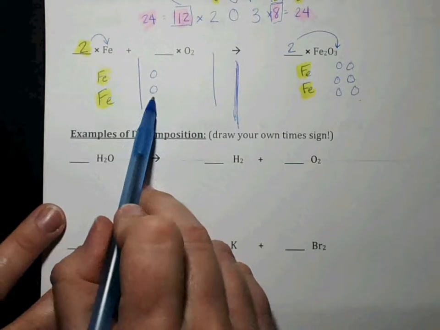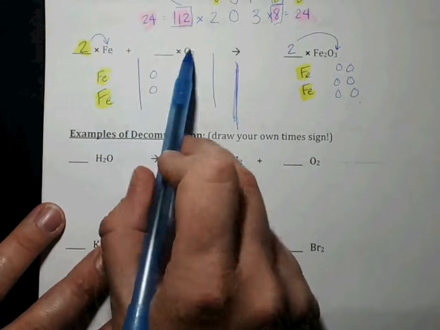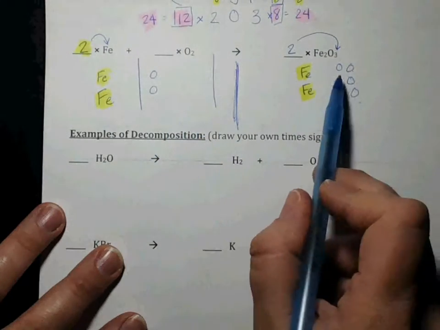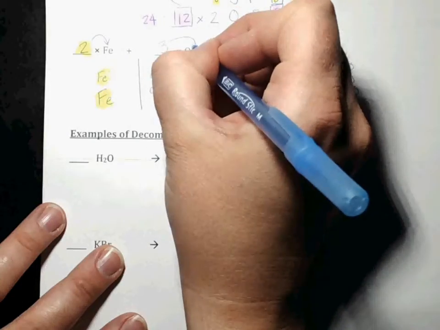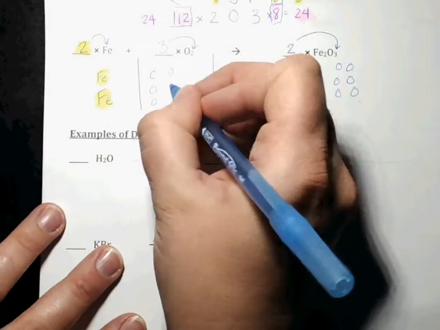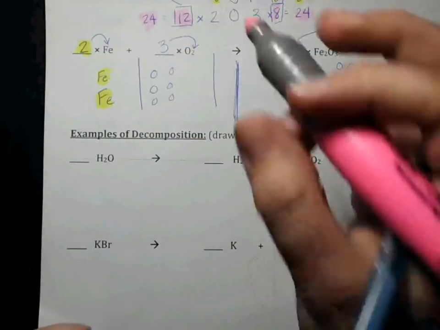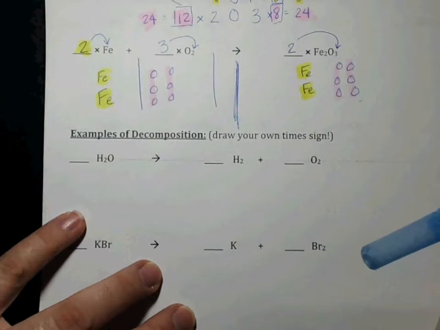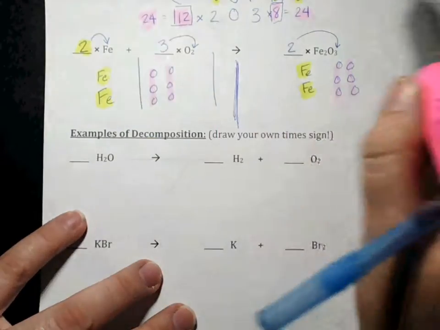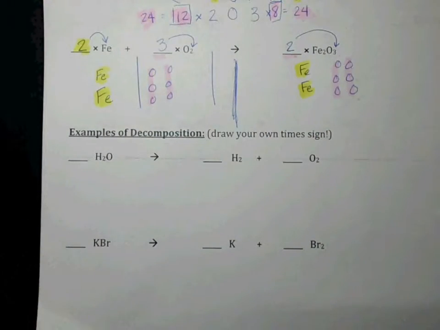Over on this side, if I want to get up to 6, I need something times 2 that'll equal 6 like we had over here. So if I do 3 times 2, that makes 6 oxygens. Now, I have the same number of oxygens on both sides when I multiplied by 3 on one side and by 2 on the other side.